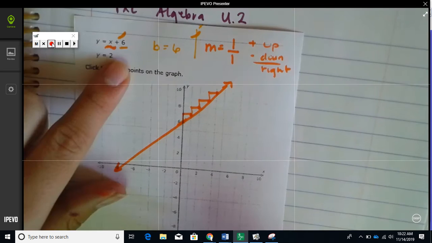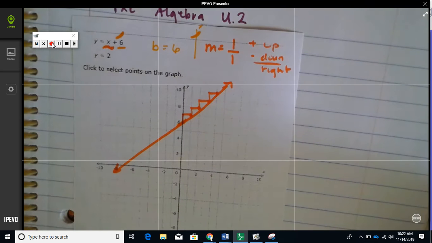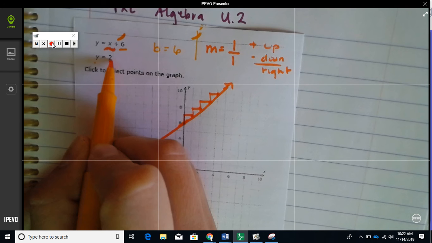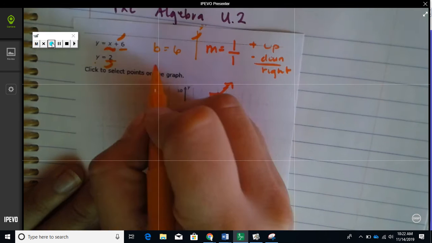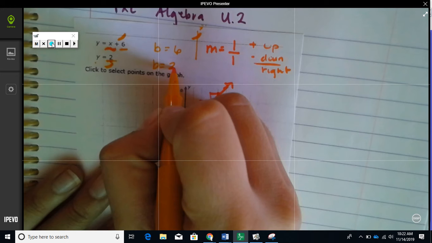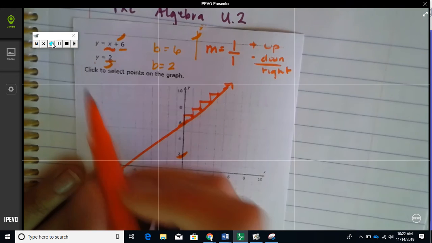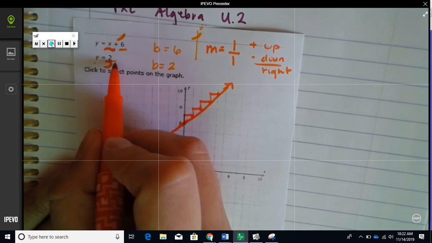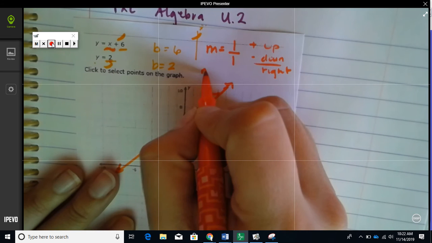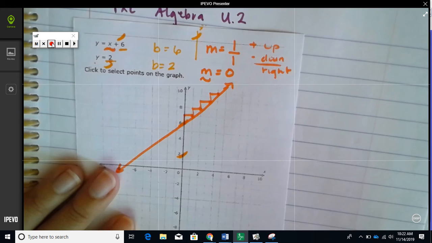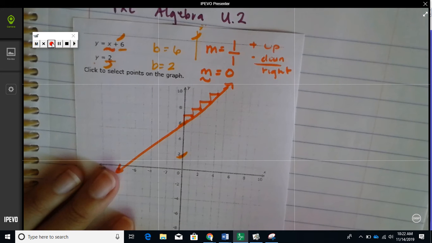Now for number 2, you do the same thing, squiggly, circle, underline. This is my Y. Right here is my underline, so that means that this one is my banana. So my B equals 2. So here is 2, and the banana goes here at 2. Now, for my X, do I have a squiggly here? No, I do not have a squiggly, so my slope is 0, because I do not have an X.